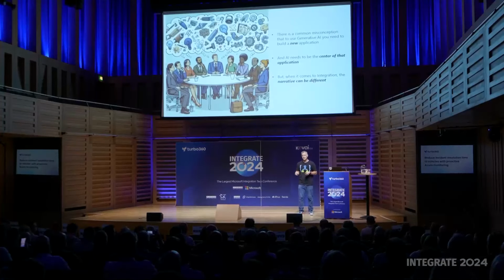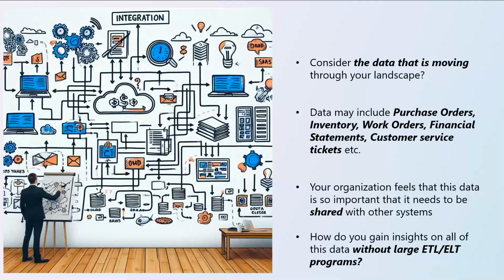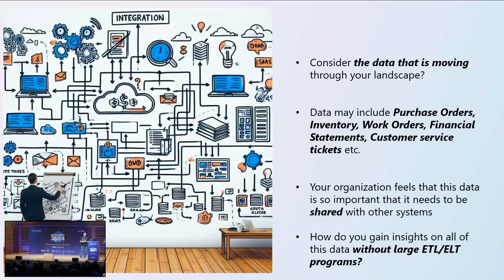And I definitely don't think that's the case when we talk about integration. And I think the narrative can be a little bit different. And that's really the message that I hope to share here this morning. So when you think about your integration landscape, think about all of the data that's moving through your environment, through your architecture. So you've got some pretty interesting and valuable data there. You've got work orders, you might have inventory, you've got purchase orders, financial statements, customer service tickets. This is all information that your organization or the organizations you work for feels is valuable enough that you should go share this amongst your other systems.